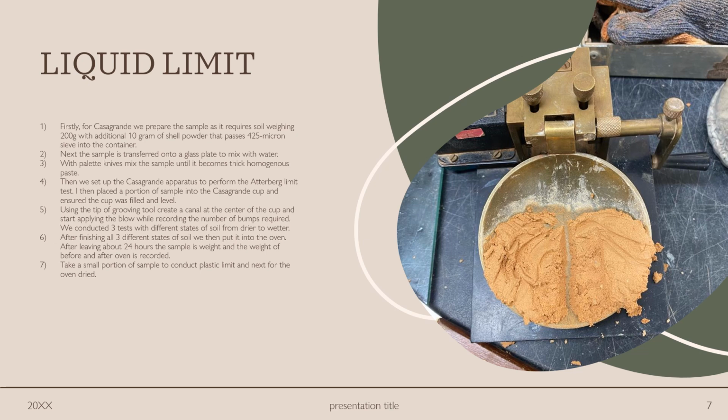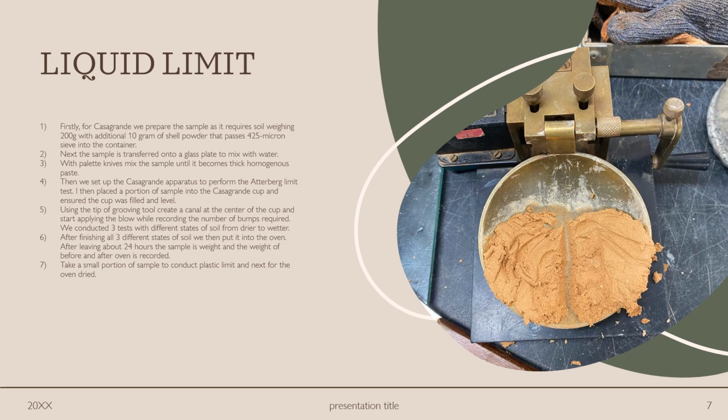Then we set up the Casagrande apparatus to perform the Atterberg limit test. I then placed a portion of the sample into the Casagrande cup and ensured the cup was filled and level. Using the tip of the grooving tool, create a canal at the center of the cup and start applying the blows while recording the number of bumps required.